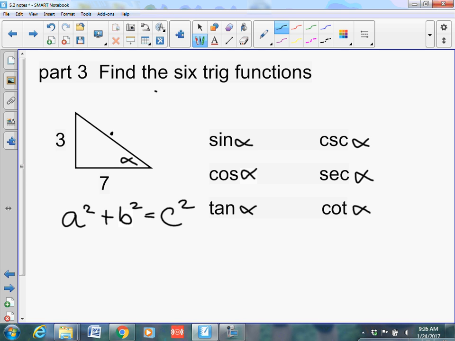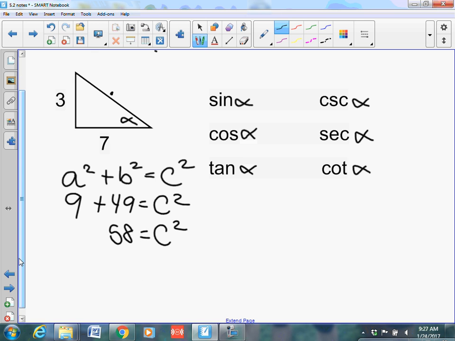We need to put it in radical, simplified radical form. We are elite trigonometry students. We do not write it in decimal form. Everybody hear that? We do not need to write it in decimal form. We are in trigonometry. 9 plus 49 equals c squared. 9 plus 49 equals 58 equals c squared. How do we get c alone? What do we have to do to both sides? Square root.